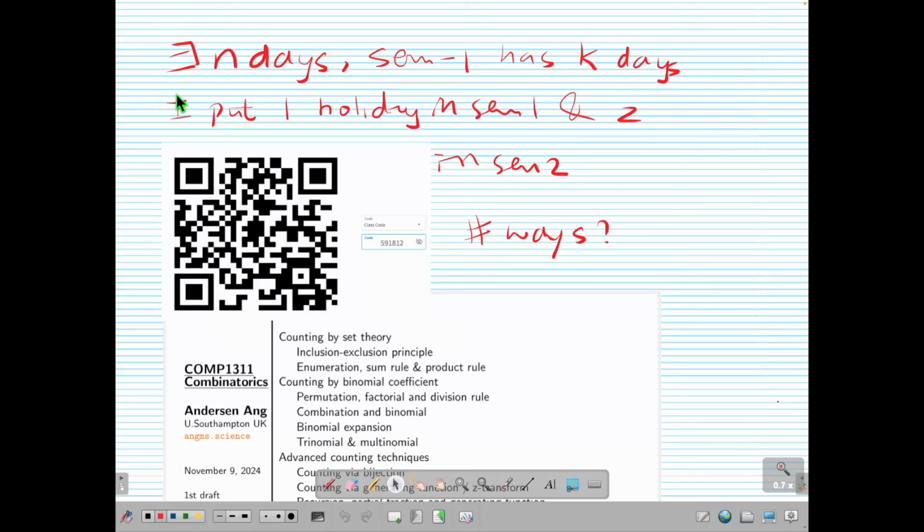So suppose there exist n days in a calendar, that means a school calendar. Let's say you have 2 semesters, semester 1 and semester 2. So there are n days, and suppose there are k days in semester 1. So how many days in semester 2? N minus k, right?